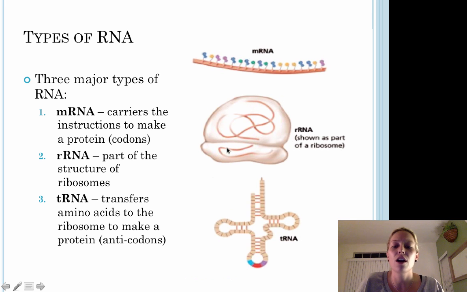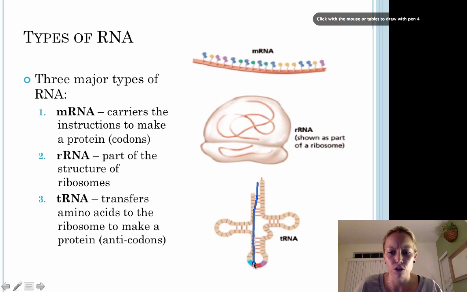Once that messenger RNA docks with the ribosome, then we have our last type of RNA, our transfer RNA, tRNA, which is responsible for transferring amino acids to make a protein. So here's our tRNA molecule. It sort of looks like a T, if you will.